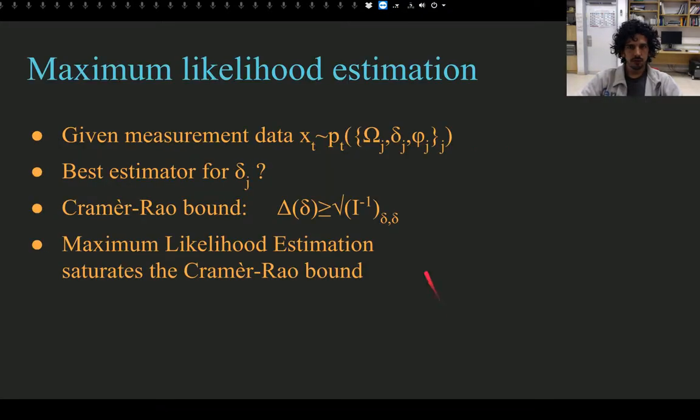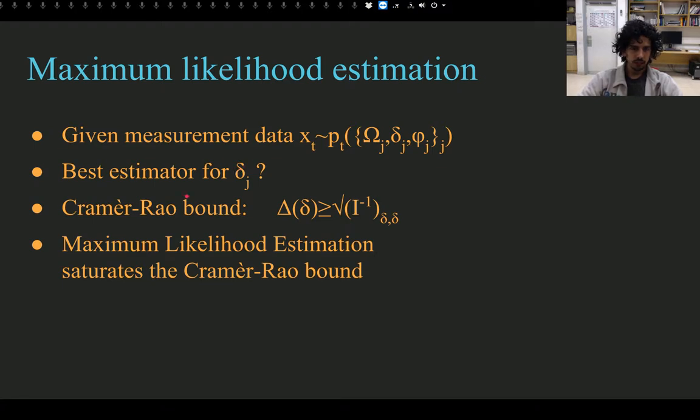So a few words on maximum likelihood estimation. Given our measurement data, measured from this probability that encodes the information about our signal, the amplitude, the frequency, and the phase, we can ask ourselves what is the best thing that we can hope to achieve as an estimate for the frequency.